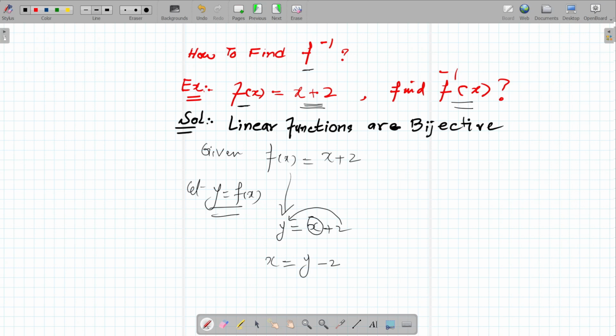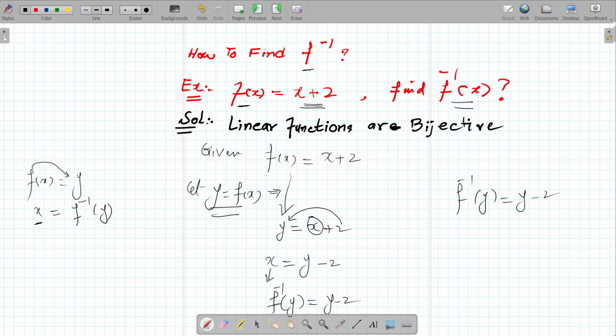So after that, we have supposed that y is equal to f of x. This implies that if y is f of x, or f of x is y, then x will be f inverse of y. We take f to the other side, or f inverse on both sides. x will be f inverse of y. If f of x is y, then x is f inverse of y. So you can replace this x by f inverse of y here. So we will get f inverse of y equals y minus 2.